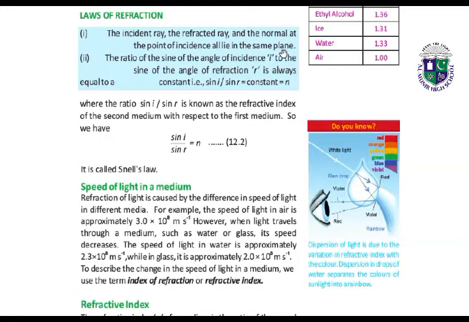First point is the same. Next, the ratio of the sine of angle of incidence i to the sine of angle of refraction r is always constant. So sin i over sin r is equal to a constant, n, where the ratio of sine of the incident ray over sine of the refracted ray is known as the refractive index of the second medium with respect to the first medium. So here we have another formula for the refraction of light.